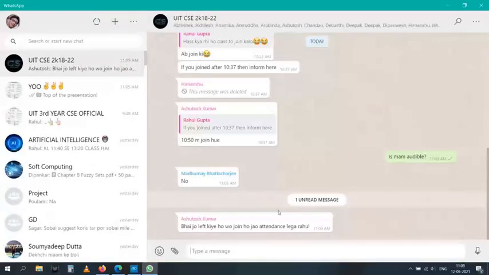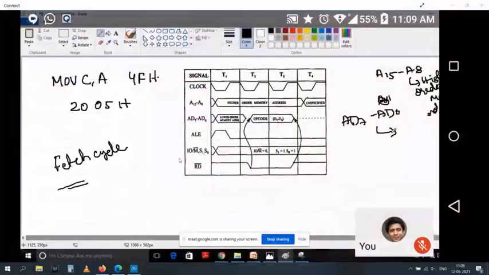AD7 to AD0. Sometimes it is used as address, sometimes used as data bus. So they are calling it low order memory address. Okay. So now you have this high order and the low order memory address.